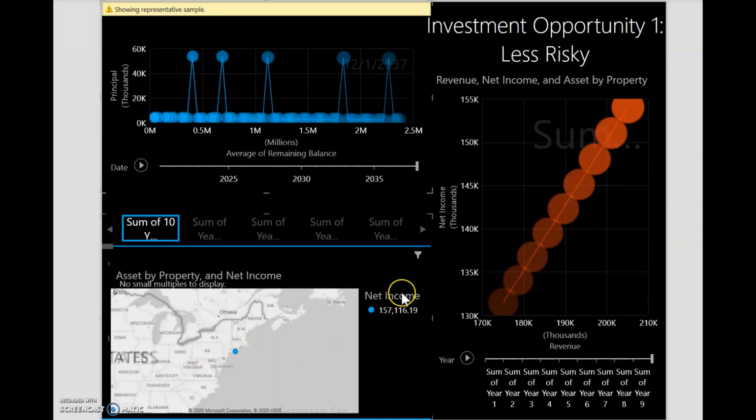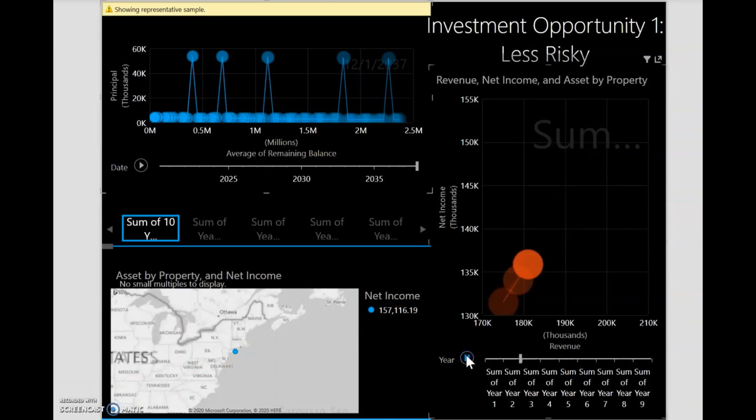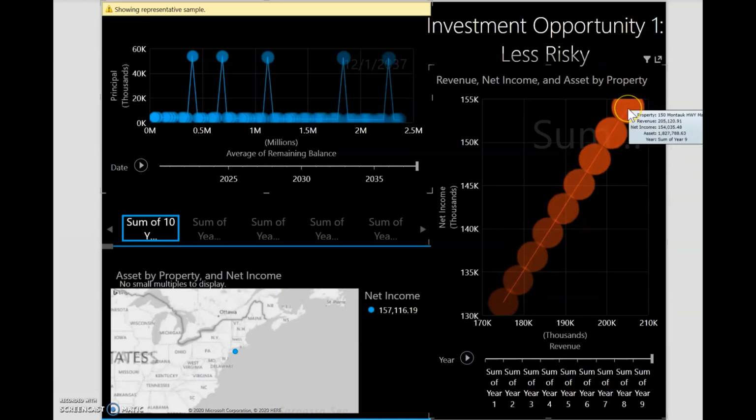So that being said, we're going to be purchasing those, and let's just take a look real quick at how our net income and revenue is going to be appreciating over time, and it's significant. And not only is the net income and revenue going to be appreciating, but the asset valuation of real estate is going to be appreciating as well. But in 10 years, in 9 years, your asset valuation is now 1.8 million.